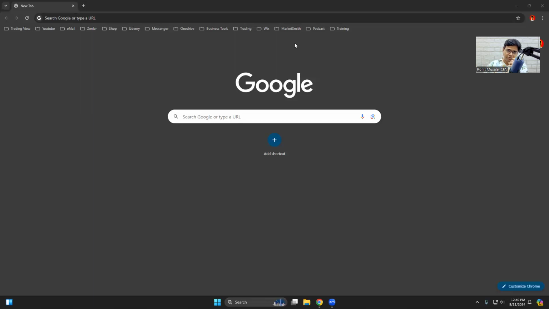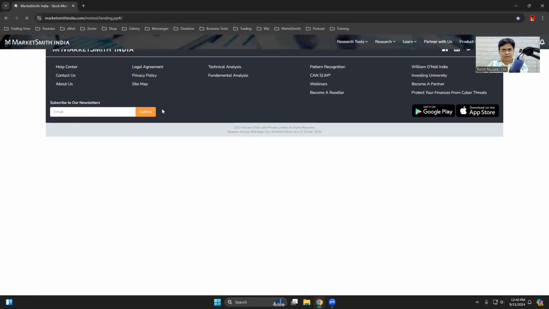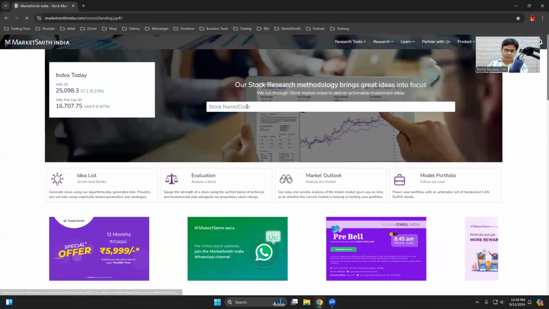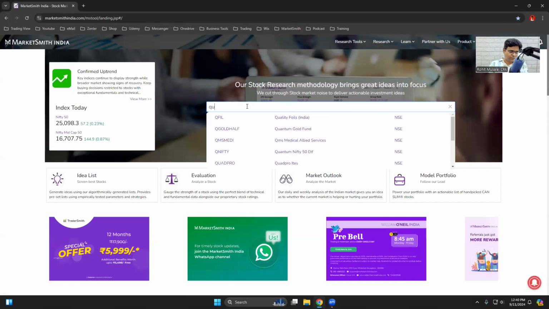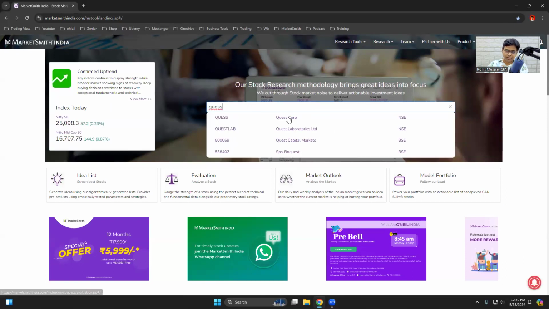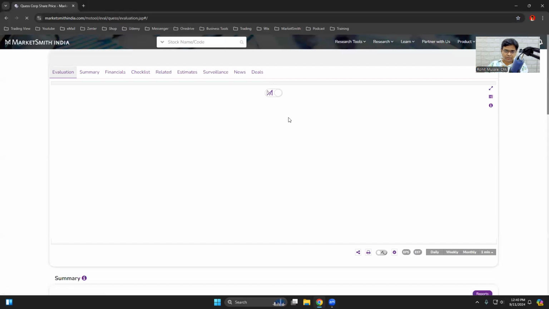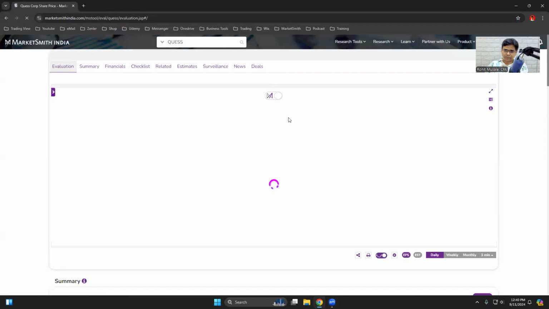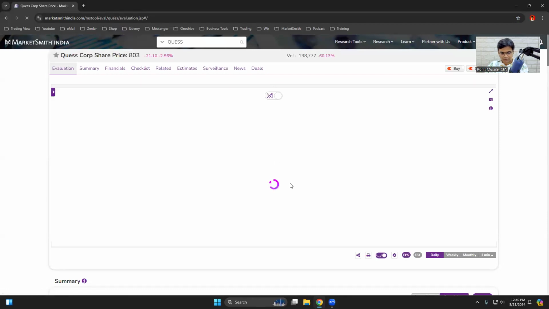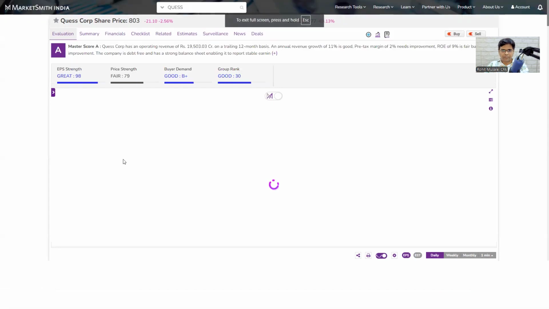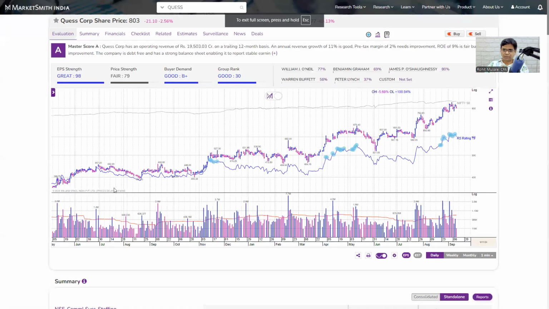Okay, so let's go to MarketSmith. I have it bookmarked here. So this is the MarketSmith page. I will write the name of the company. Let us write Quest Corporation. Just some random name that came to my mind. I was just looking at this company recently. So let me expand this. So this is the page of the company.